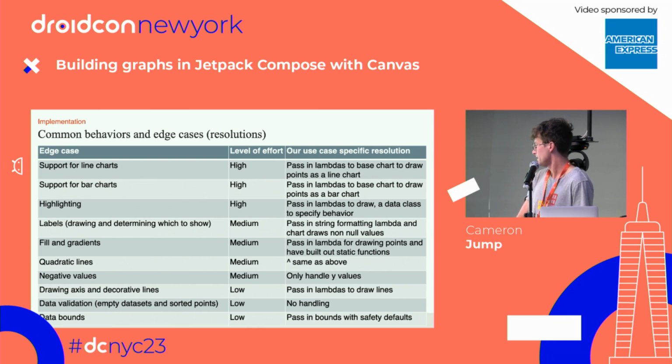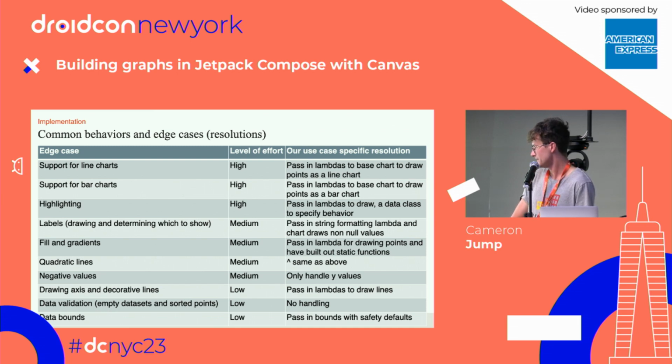For labels, I set it up so that you pass in a lambda that converts the data value to a nullable string. If it passes a string back, then I'm showing the label, unless they overlap. In that case, we just show the first one that's not overlapping. For the fills and gradients and quadratic lines, passing in draw points, draw methods.